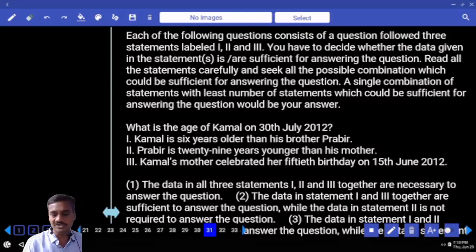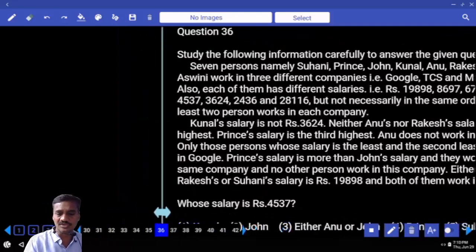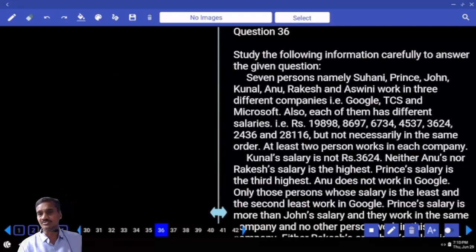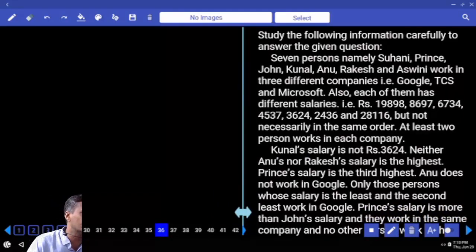And afterwards, 36 to 40. What is there in this one? 7 persons were there, Suhani, Prince and so on. Each one of them has a different salary. 7 persons working in 3 different companies, with 7 different salaries. It comes under the distribution category, that too with a common parameter, and it is first priority. Then let's work out this one under the first priority.